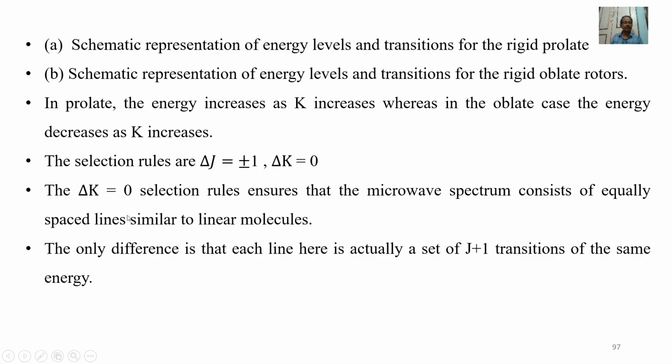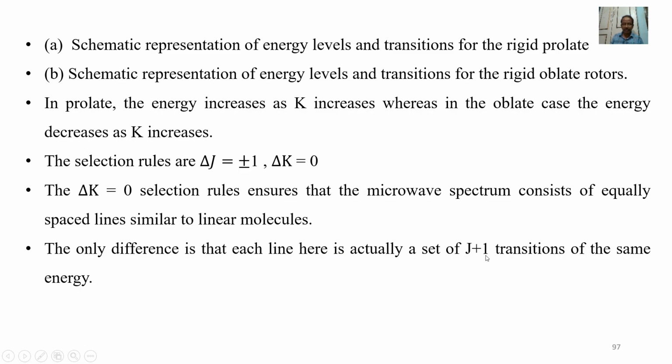The delta K equal to 0 selection rule ensures that the microwave spectrum consists of equally spaced lines similar to linear molecules. The only difference is that each line here is actually a set of J plus 1 transitions of the same energy.